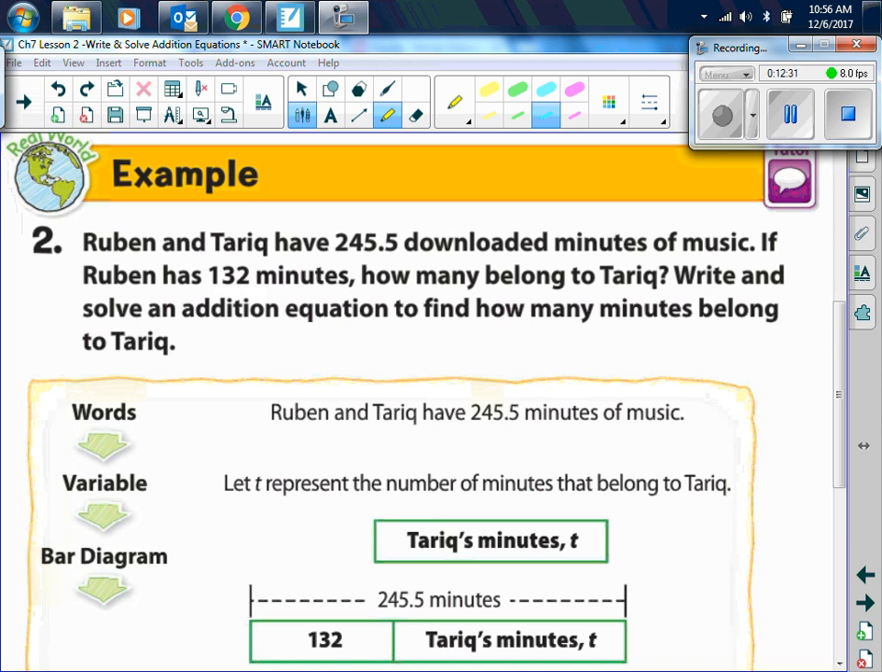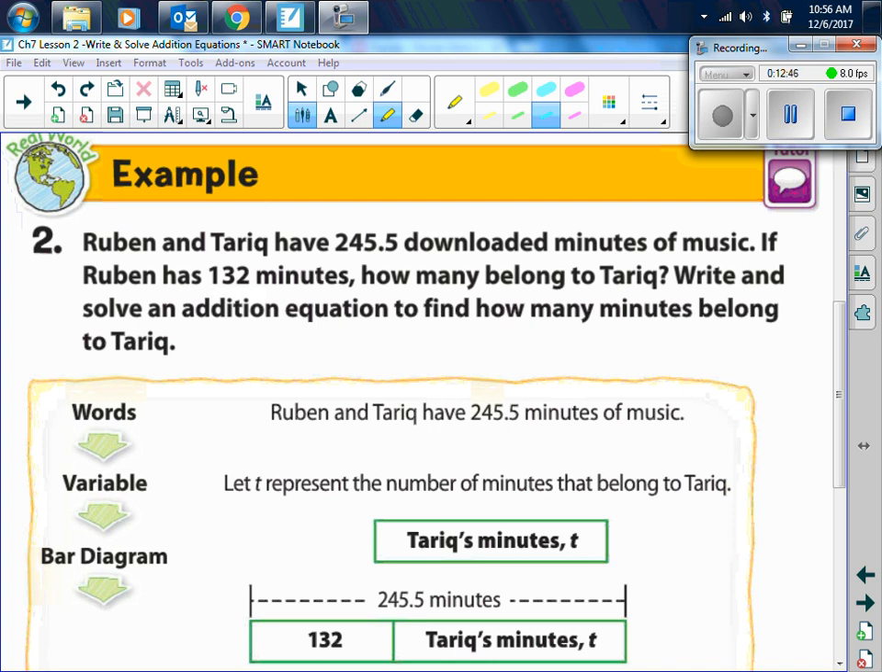So, example 2 says Ruben and Tariq have 245.5 downloaded minutes of music. If Ruben has 132 minutes, how many belong to Tariq? Write and solve an equation to find how many minutes belong to Tariq.